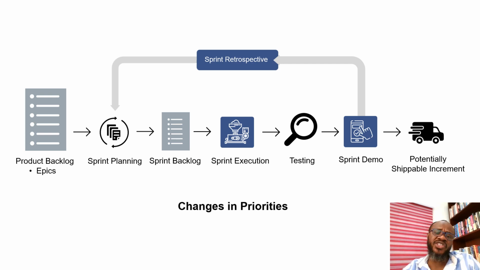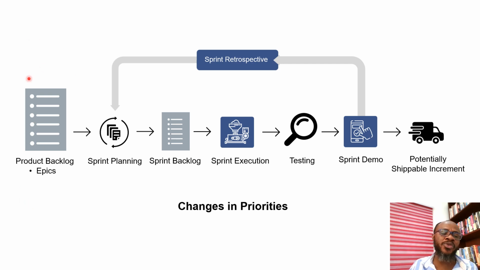We begin with changes in priorities. What if the customer changes his priorities? What happens and how do we handle that change in agile development? Now, changes in priorities are spearheaded by the product owner.